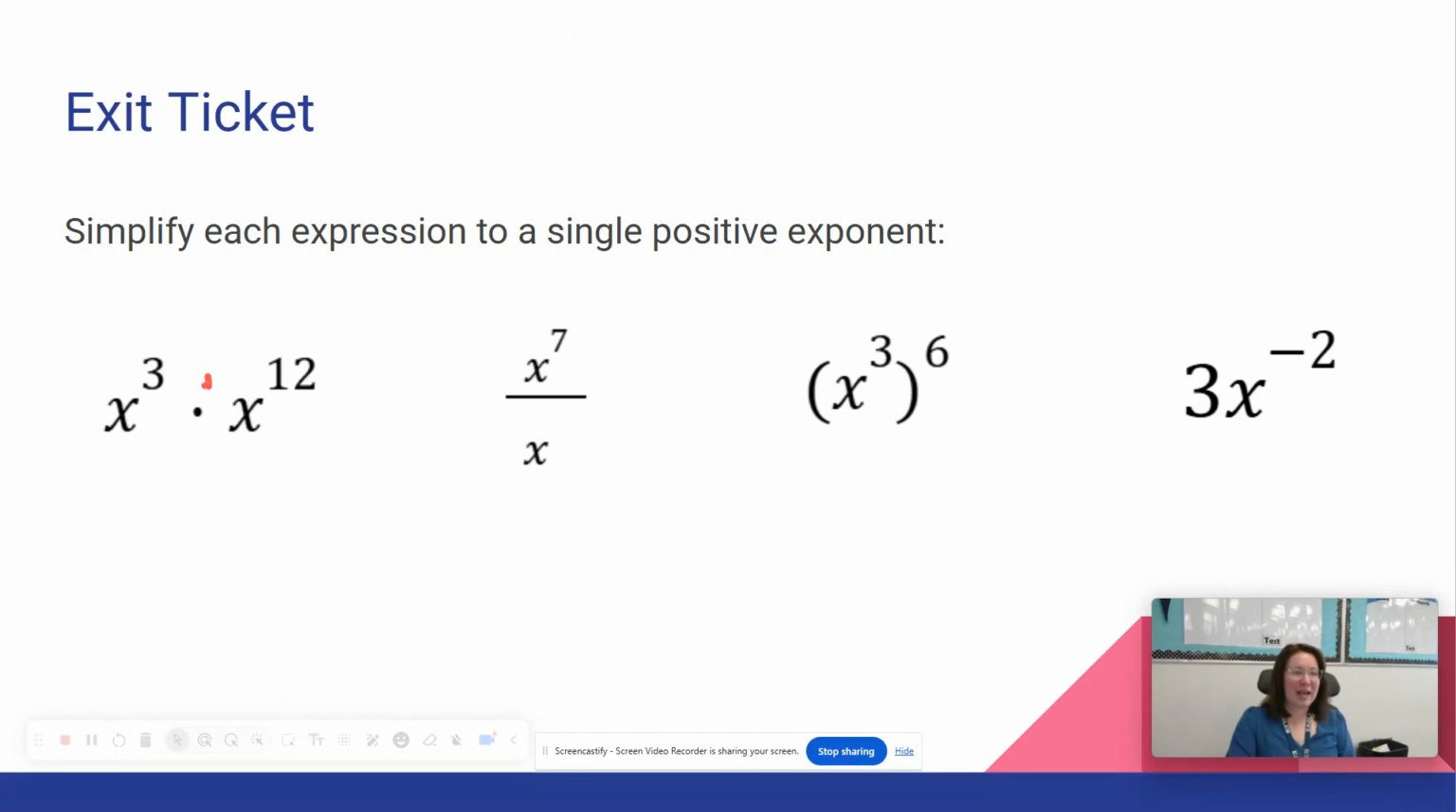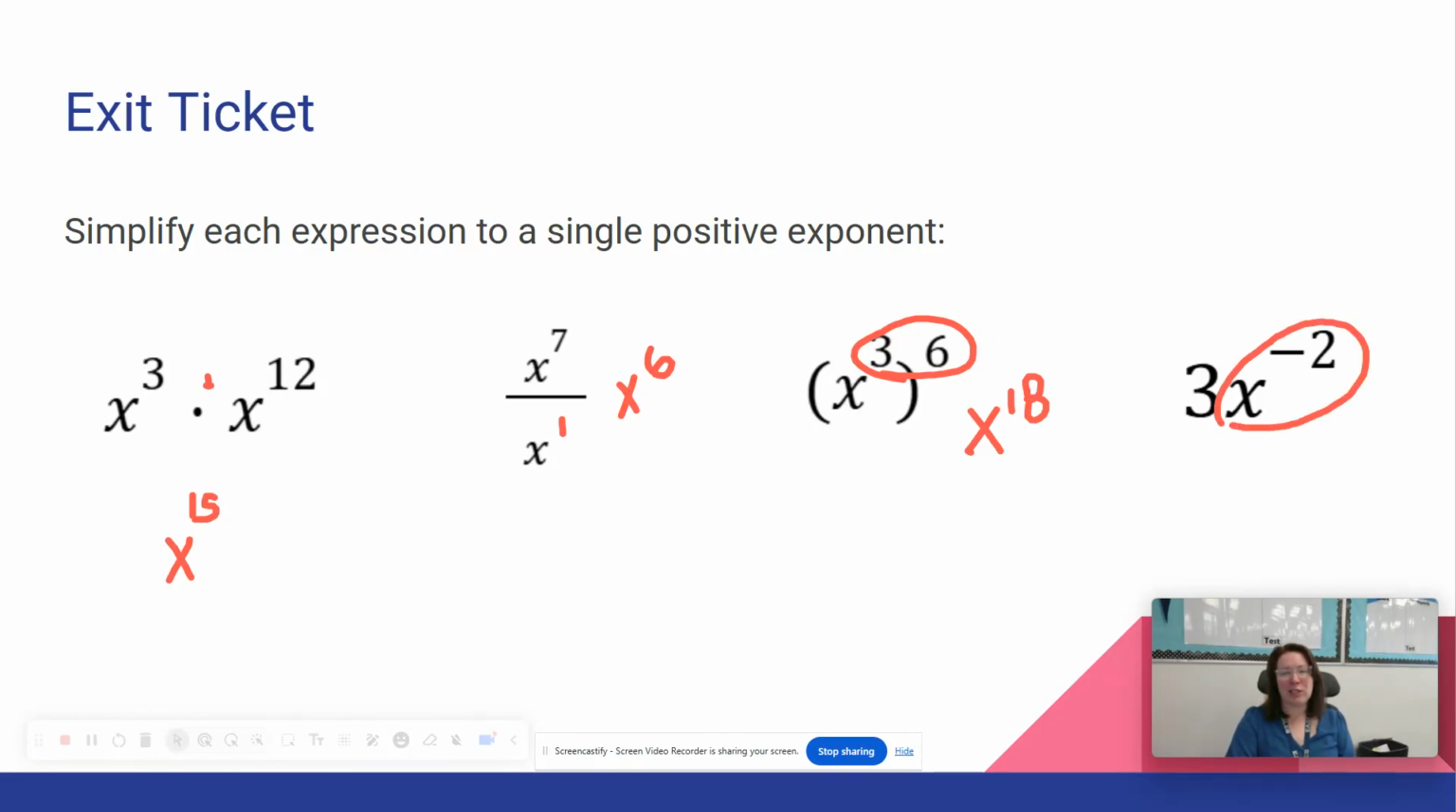Because it's multiply, we can add 3 plus 12 is 15, so x to the power of 15. Ooh, I'm glad I included this one. Kind of tricky. 7 minus, there's nothing. Does that mean it's a 0? No, it means it's an invisible 1, because there is one x right there. So 7 minus 1 is 6, x to the power of 6. Squished together means multiply.